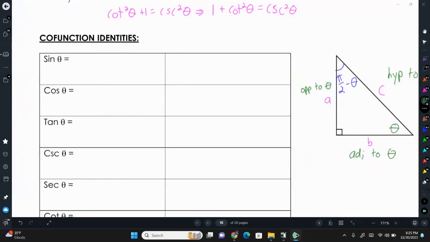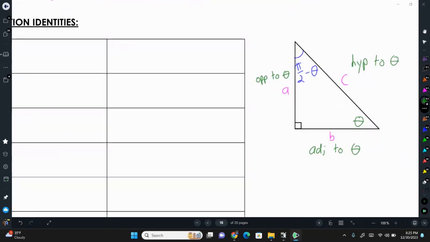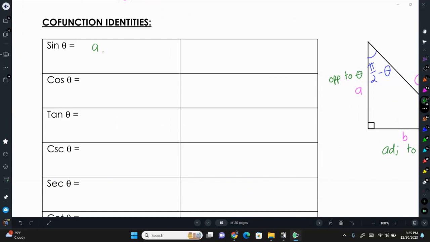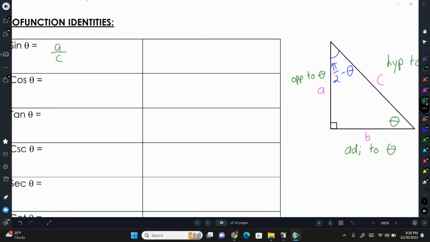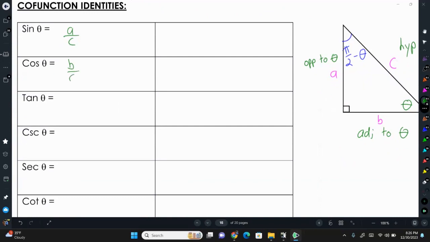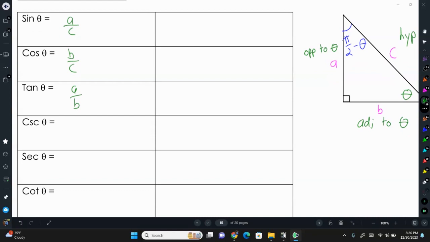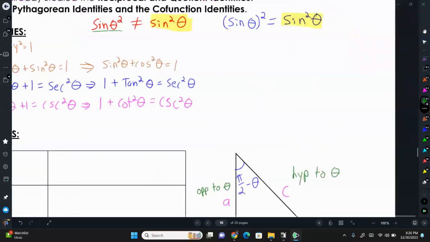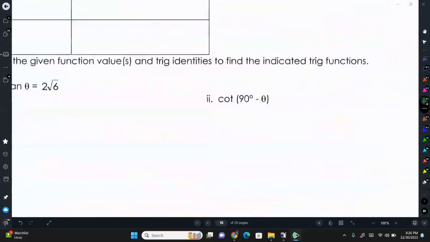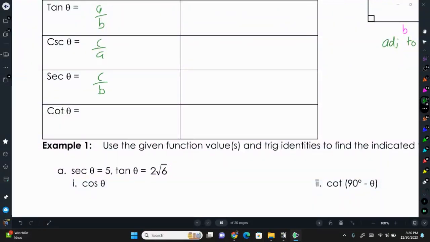Sine, remember, is opposite over hypotenuse, so it's going to be A over C. Cosine is adjacent over hypotenuse, so B over C. And tangent is opposite over adjacent, so A over B. Then cosecant, we can rewrite as sine flipped, or hypotenuse over opposite, so that's C over A. Then secant is cosine flipped, so C over B. And then cotangent is tangent flipped, so B over A.